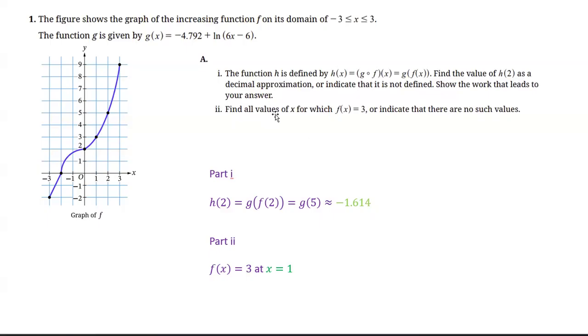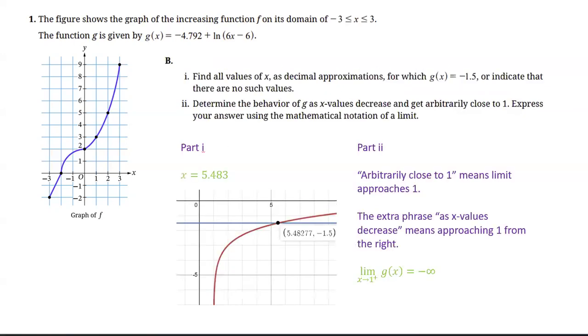Part 2 of part A, find all values of x for which f of x is equal to 3, or indicate there are no such values. So this is the y value, the output value of 3. Hopefully you can see the cursor. So what's the x value? It is 1. X equals 1. Okay, that's part A. Part B.